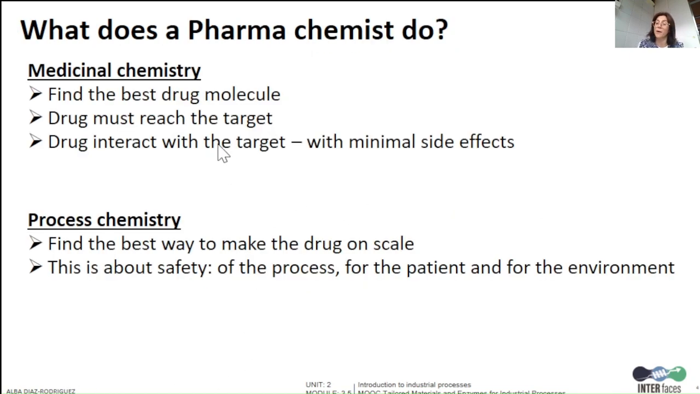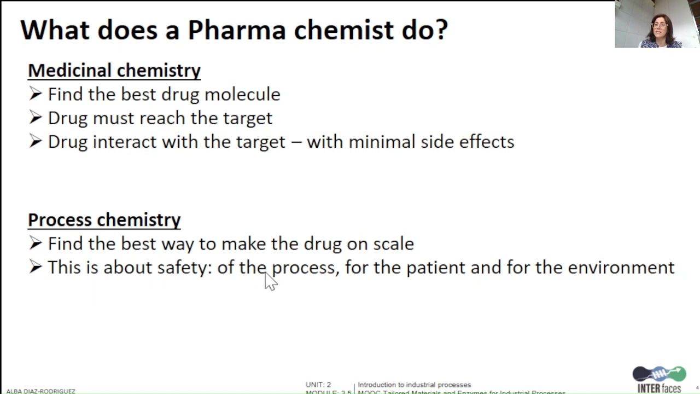There are two types of pharma chemists. The first one is the medicinal chemist, who is responsible for finding the best drug molecule from a pool or library of molecules. The drug must reach the target, but also needs to interact with the target with minimal side effects. The second type is the process chemist, who is responsible for finding the best way to make the drug on scale, via brainstorming exercises but also route scouting.